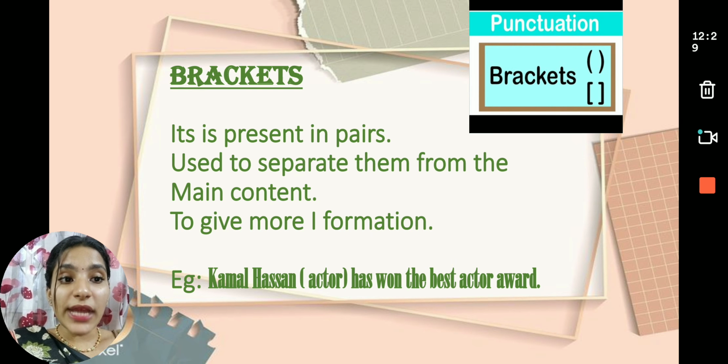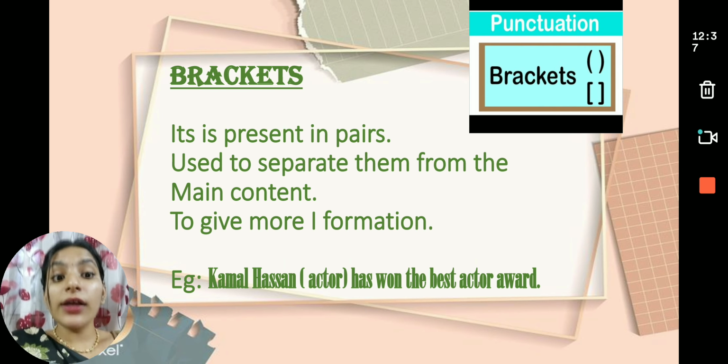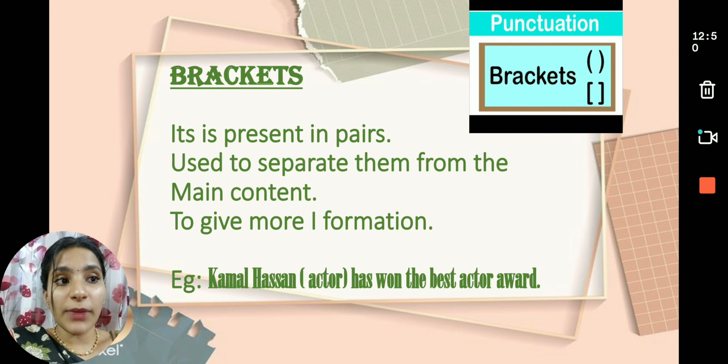They are used to separate from the main content to give more information. So what do I mean by giving more information and separating the content? For example, Kamal Hassan (actor) has won many awards. To give more information about that person, we are saying he is an actor in the brackets. So this is what is known as giving extra information.